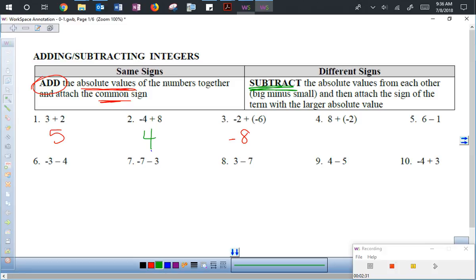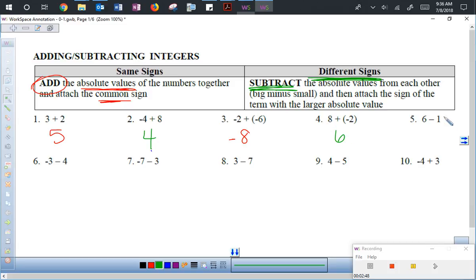Now let's look at number 4. Number 4, we have a positive plus a negative, 8 plus negative 2. So I want to look at just the numbers since they're different signs, and I want to take the bigger number and subtract the smaller number. So 8 minus 2 is 6. Now I want to look at the signs. The bigger number, which was 8, has a positive sign, so my answer will be positive.